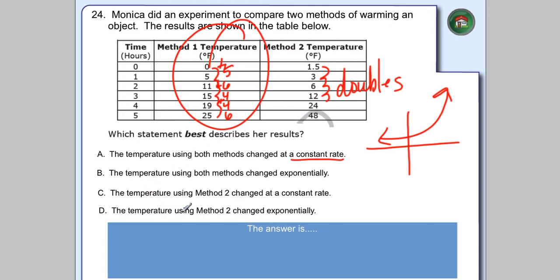The temperature using method 2 changes at a constant rate. And it doesn't change at a constant rate because here it's going up 1.5. Here it's going up plus 3 and then plus 6 and then plus 12. It's not going up by a constant rate, but it is doubling each time, which means something different. The temperature using method 2 changed exponentially. That would be your answer.